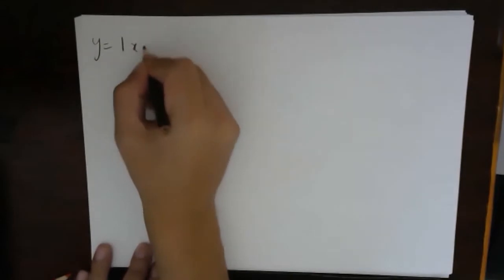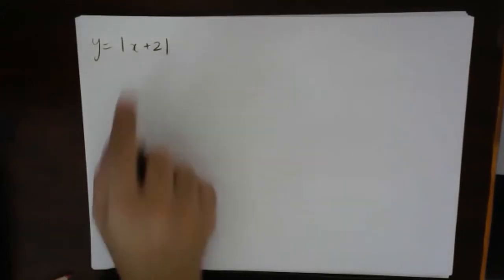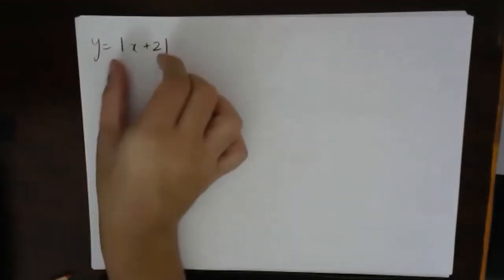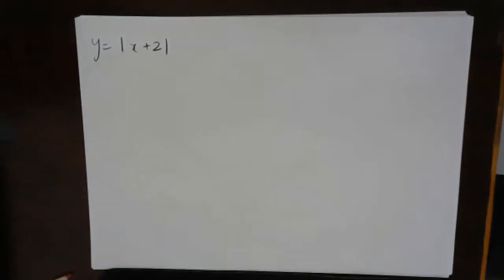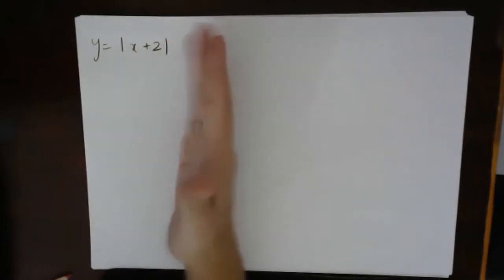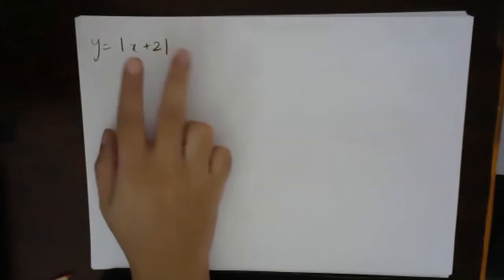So this was for modulus x. Modulus x is simple. Now let's try to draw the graph of y equals mod of x plus 2. Remember, repeat the same procedure. First, we will check where the inside is becoming 0. Wherever it is becoming 0, we will break the line into two parts: first for less than 0, second for greater than 0.